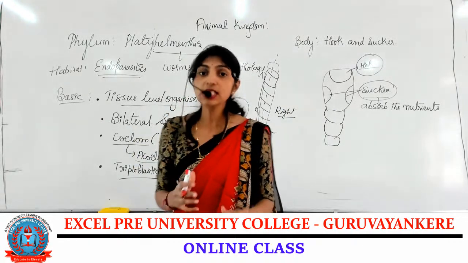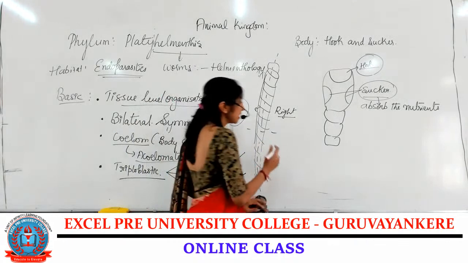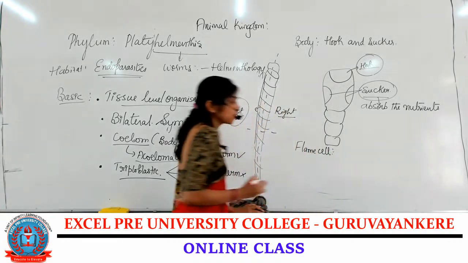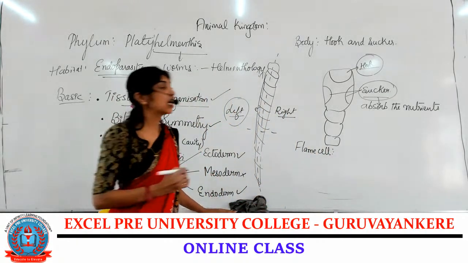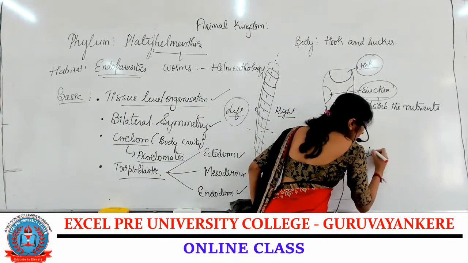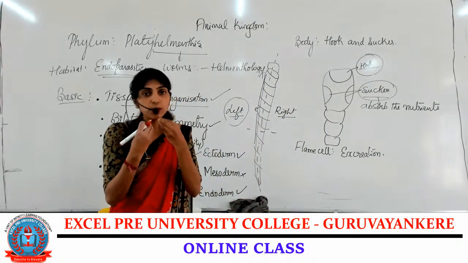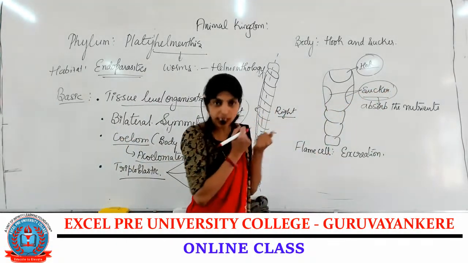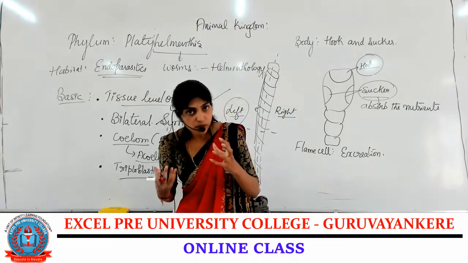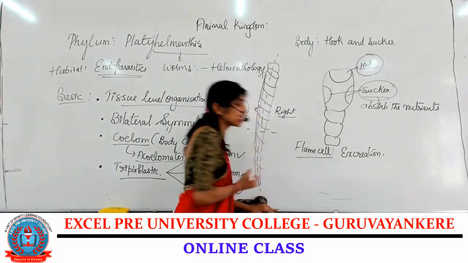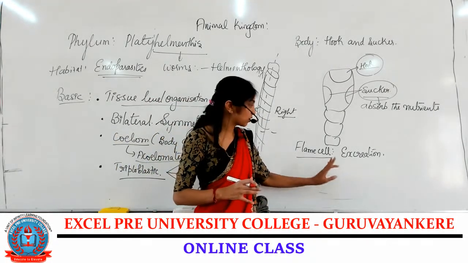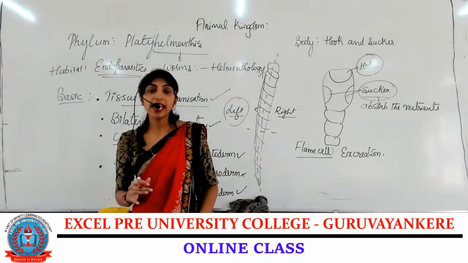Then along with this, in the phylum Platyhelminthes, they have a specialized cell called flame cells that helps in excretion. What is excretion? To remove the waste product. Food is absorbed by the sucker. And for the purpose of excretion, they should have something: a specialized cell called flame cells.